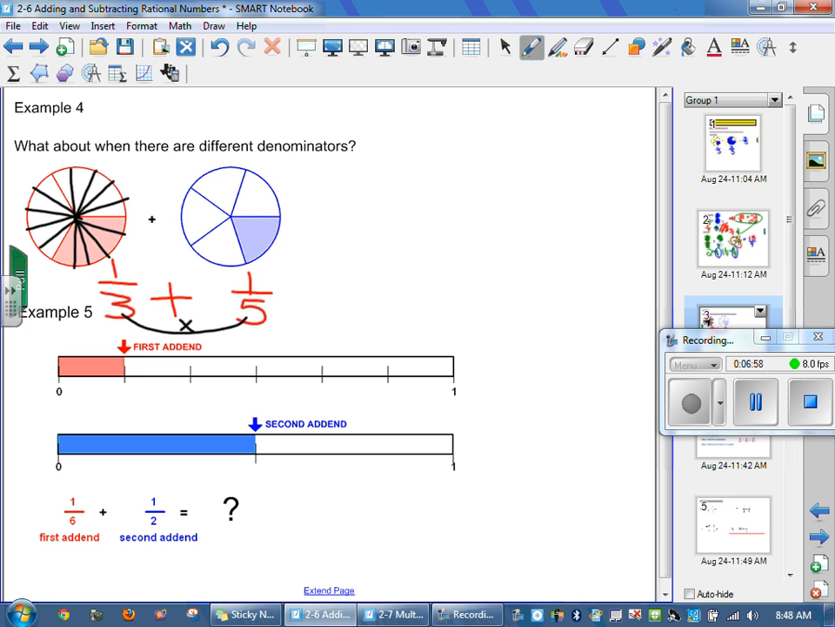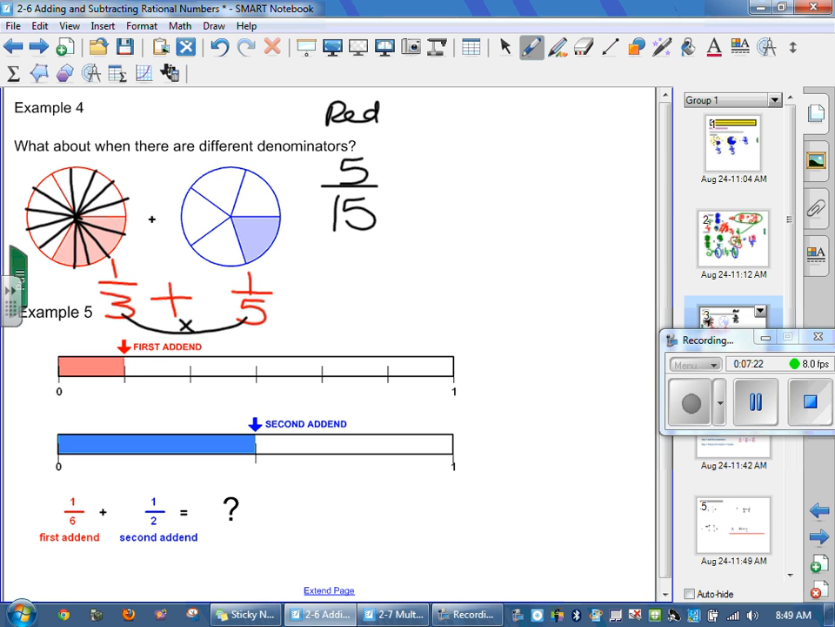So if I have 15 pieces, how many are shaded now? How many are shaded over here? 5 of them, right? So on the red one, I've got 5 out of 15 pieces shaded. Okay, let's take a look at the blue one. Now the blue one already has 5. What do I have to divide each one of those into? I have to divide them into 3.